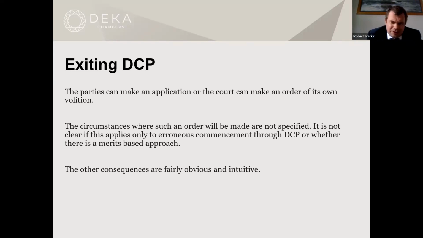But the other follow-on consequences, I think, are fairly intuitive. If I had to take a guess, I would say that the courts would only make such an order of their own volition, certainly, if the eligibility requirements weren't met, for example, and the claim had been started through DCP in error. And both parties would, I think, be justified in making that application were that position to arise. You might question what happens with costs if you've got a claimant who's issued under the DCP wrongly.